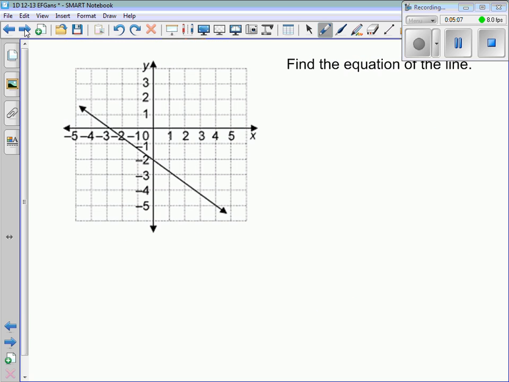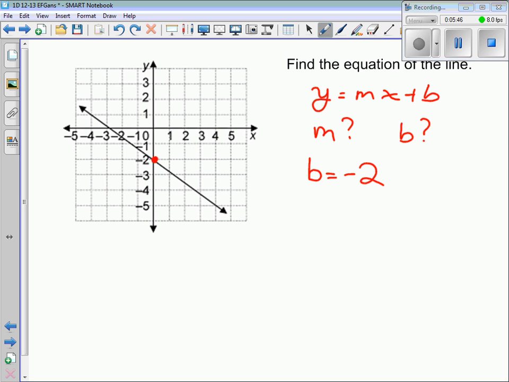So let's take a look at the next one here. We got another graph. Find the equation of the line. We need to find two things. We know our equation is going to be of the form y equals mx plus b. We need to find m, and we need to find b. B is pretty easy if you've got a graph. Where does this thing intersect the y-axis? Cool. At -2, right there. So what's our b value? -2. That one's pretty easy.